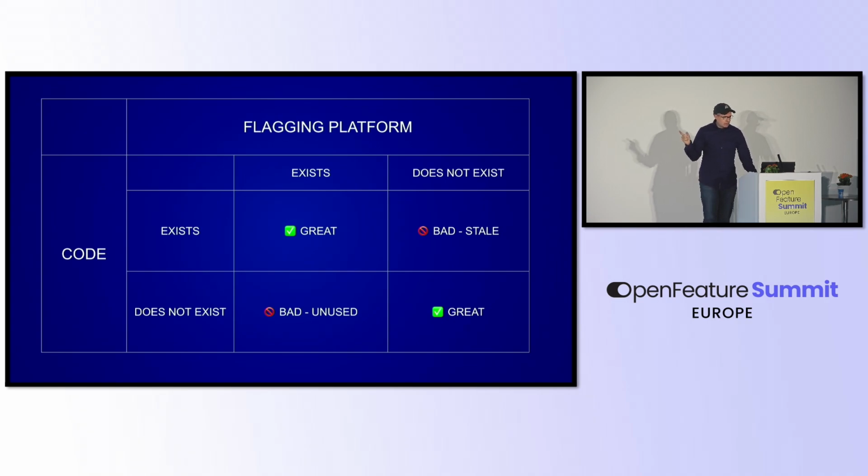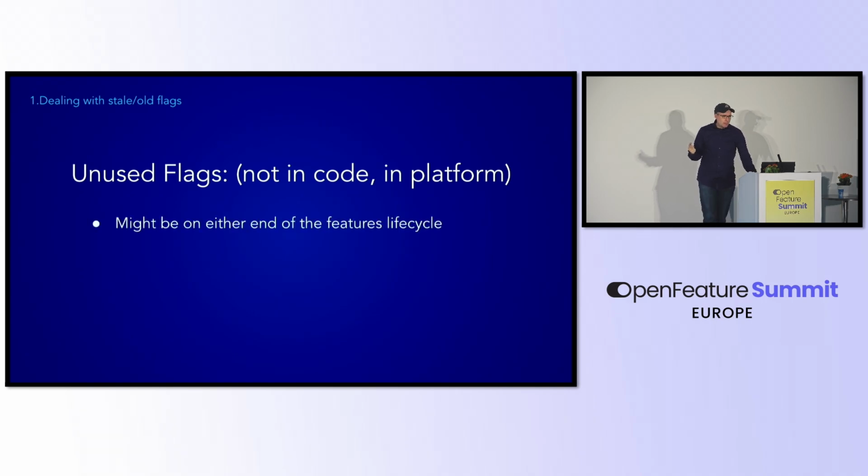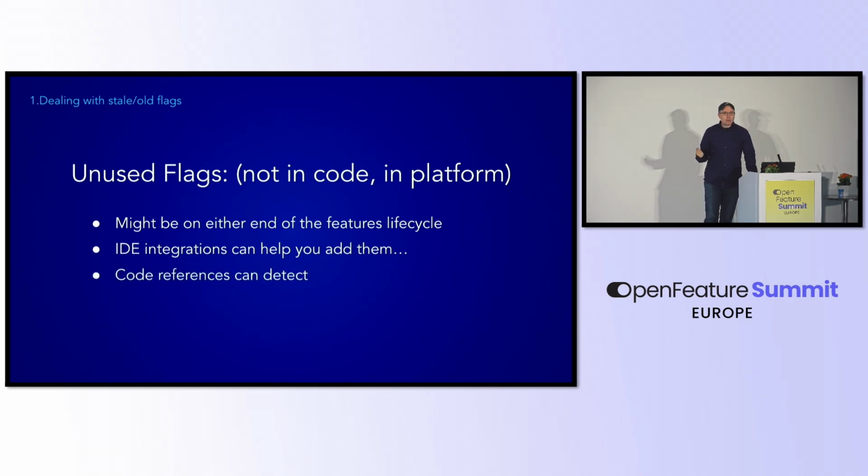So let's take a quick look at how you can fix some of these states. First, unused feature flags, where it exists in the platform, but not in your code. This might be on either side of the lifecycle. Maybe you haven't started building the feature yet, or maybe you've finished, you've decided on the feature, but you haven't removed it from your platform yet. An IDE integration can help you add them. Most of the platforms will have IDE integrations that let you see the feature flags that you have available in your platform. And then you can use code references like Ryan showed, where you can see if the flag exists in your code base. And that pretty much solves that problem, right?